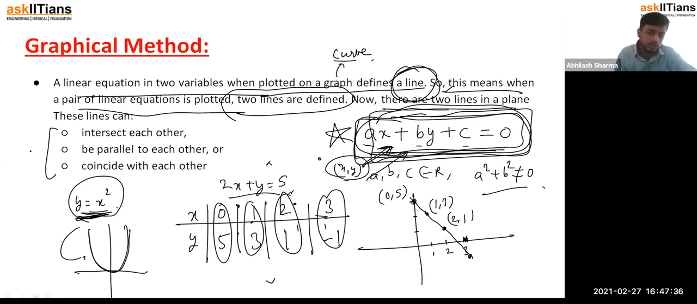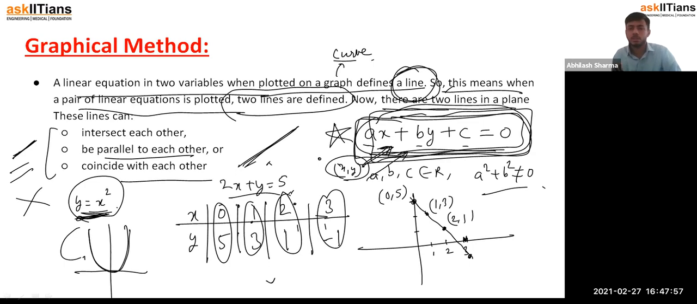Either they can intersect each other at a point, or they can be parallel to each other, or they can be coincident lines, the same lines basically, one over the other. Apart from these, obviously there are no other cases. Either they will have to intersect, or they will be parallel, or at the max they can be coincident lines. Apart from this, nothing can happen, as is clear from the study of Euclidean geometry also, correct?